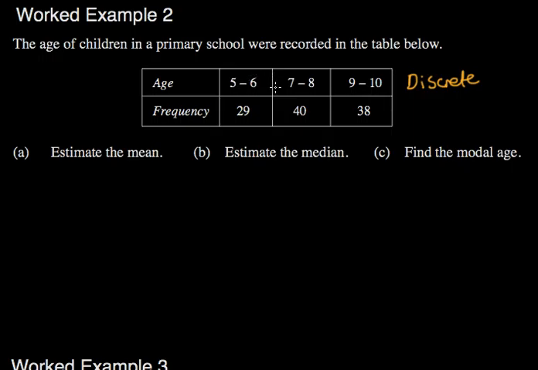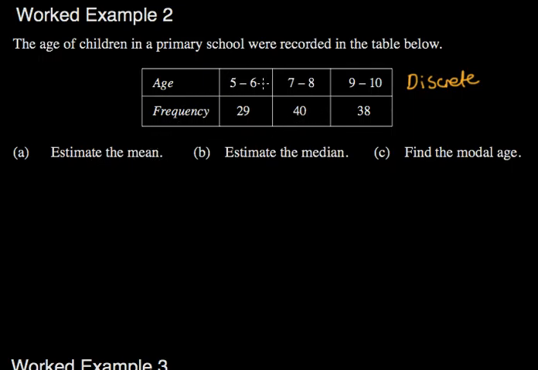Although you can, but nobody says I'm 6.8 years old. They would just say I'm 6 years old. In the same way that we can say that we are a size 7 shoe, you wouldn't say you're a size 7.8 shoe. So when we have discrete values, we can describe them in a frequency table like this. So how would we find the mean from this?